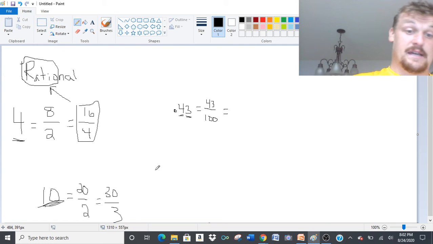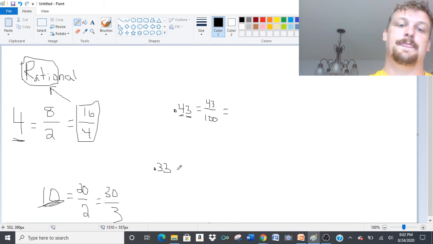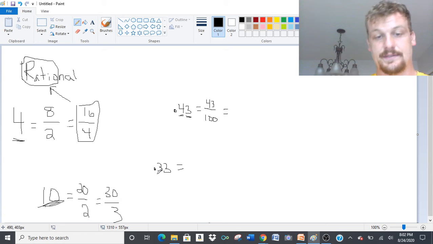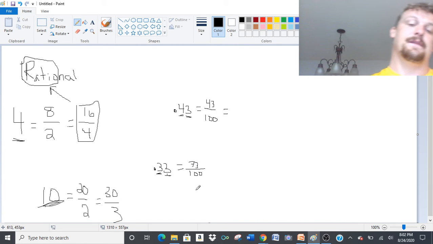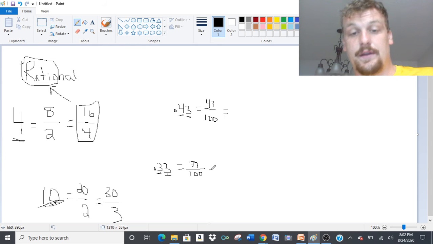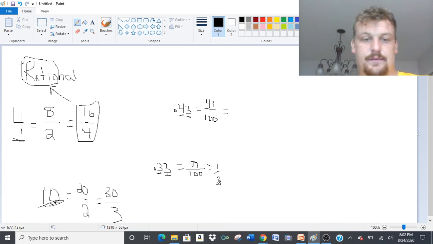To get another example, we'll do 0.33. Again, this is the 10th place and this is the 100th place, so your denominator is automatically going to be 100. So 33 over 100, and there you go. That is one way you can figure out if it's a rational number. It also reduces to 1/3, which is just another way of writing 0.33.